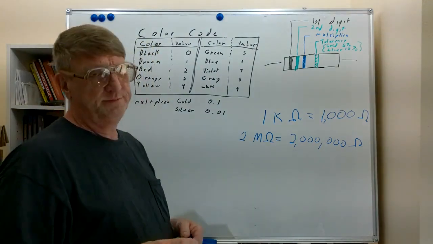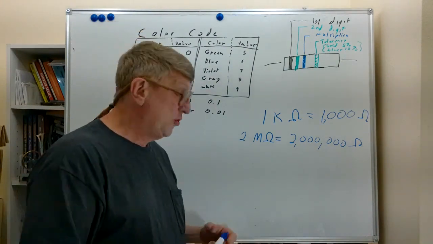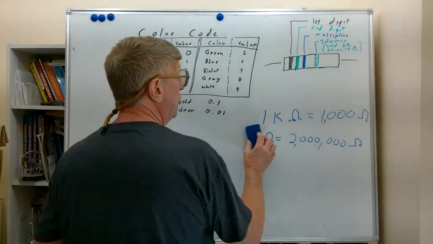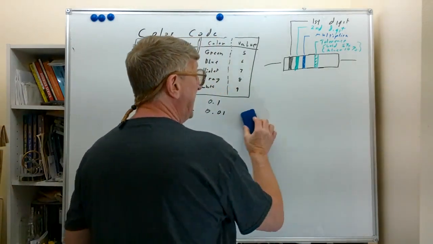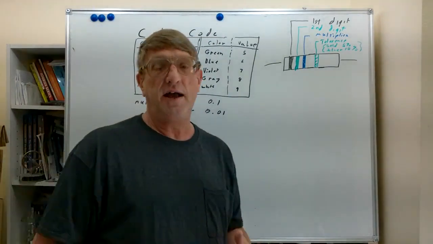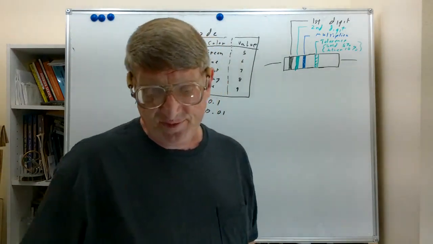So you'll hear people talk about 1 K ohm, 1,000 ohms, 4.7 K ohms, 47 megohms, etc. But basically the prefix kilo means times 1,000. Mega, the prefix mega means times 1,000,000.